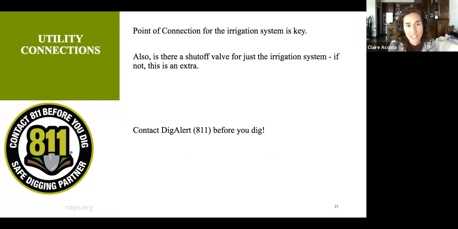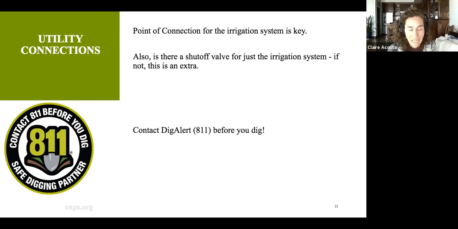Hopefully when it was installed, it has a shutoff valve for your irrigation system, meaning if you break a pipe or something in the irrigation system, you don't have to turn off all the water to fix it. You just turn off the shutoff valve. And if you don't have a shutoff valve, I highly recommend you install one. Obviously you charge for that, but it just makes a world of difference if you do break anything. And pipes break eventually, you know what I mean?